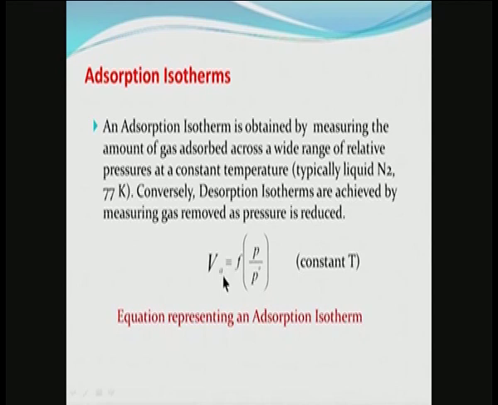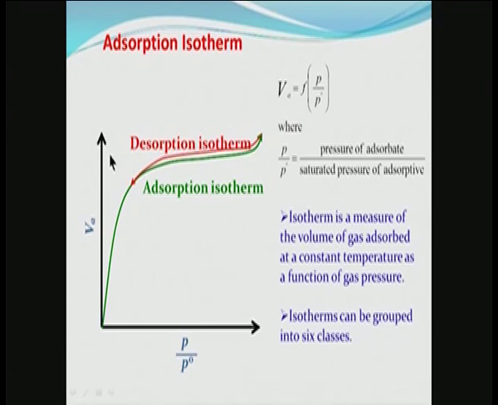So, this equation, as we have said earlier, represents an adsorption isotherm. What is shown is a typical adsorption isotherm plotting VA versus P over P naught. You can see an adsorption isotherm whereby VA increases as the pressure is increased, and desorption as the pressure is decreased, represented by this red curve. So, you can see that there is a hysteresis, that is, there is a separation between the adsorption isotherm and the desorption isotherm.